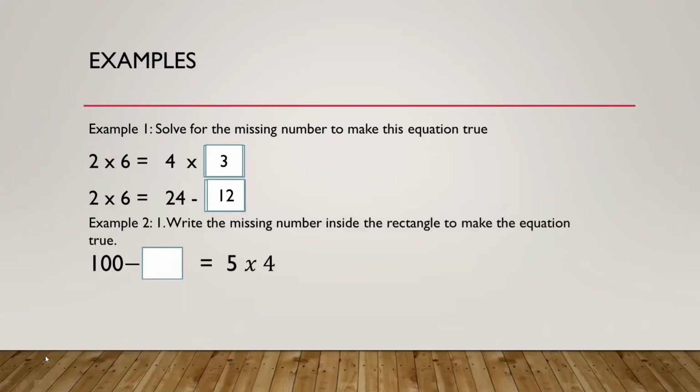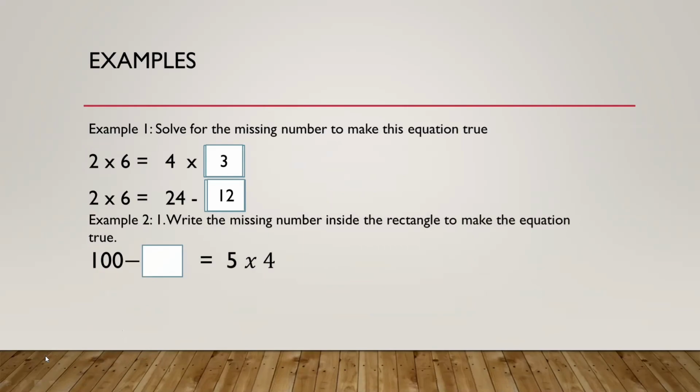Next example, write the missing number inside the rectangle to make the equation true. So, first is, let's solve the right-hand side of the equation. Dahil ito po yung walang missing number. So, 5 times 4 is equal to 20. Then, equal siya dapat sa 20. So, ano yung missing number na kapag minus ko yung 100 sa kanya, ang sagot dapat ay 20. So, that is 80 because 100 minus 80 is equal to 20. And we check that 20 is equal to 20. So, yung sagot dito sa ating left side of the equation, dapat equal din siya sa sagot natin sa right hand side of the equation. So, ganun lang po yung pagsasolve ng ating simple equation.